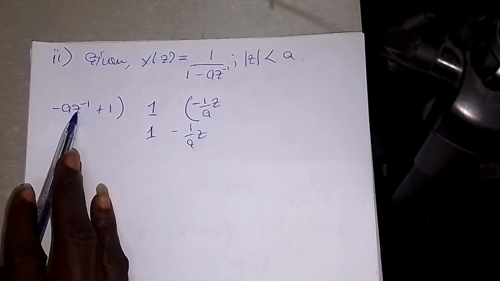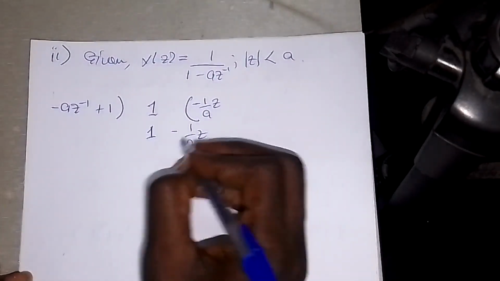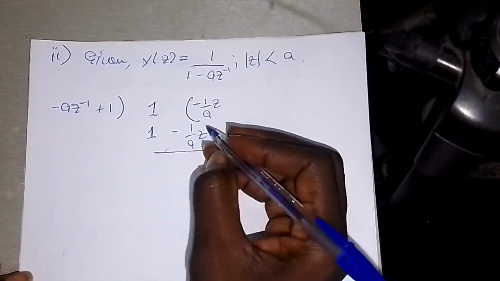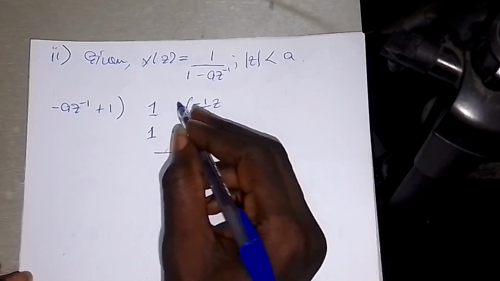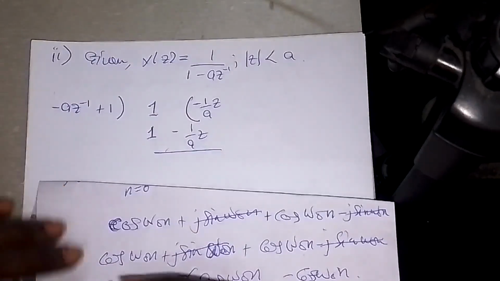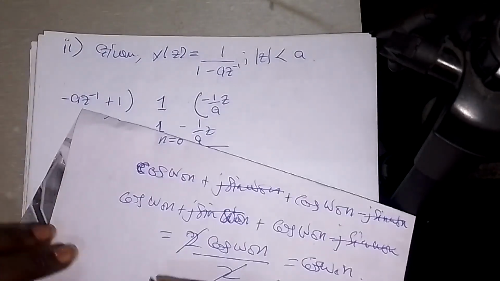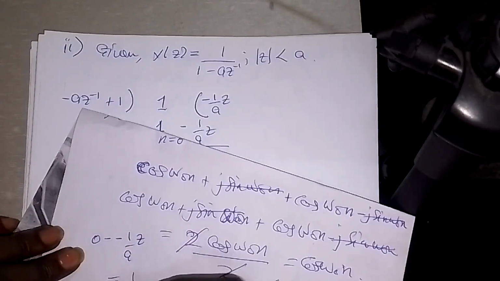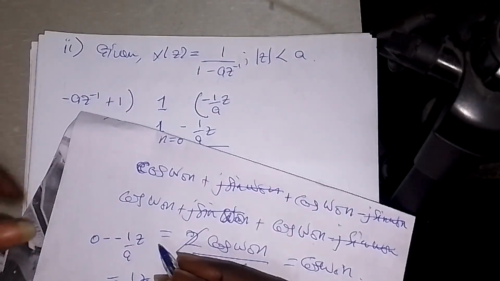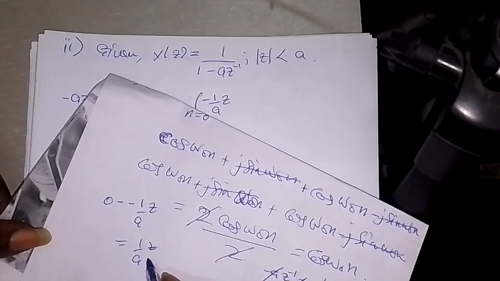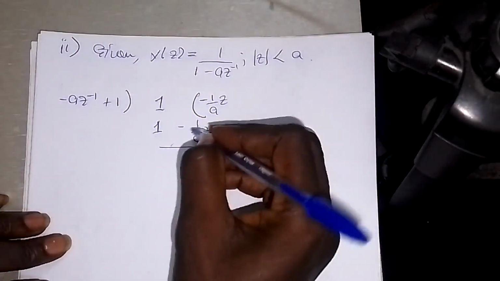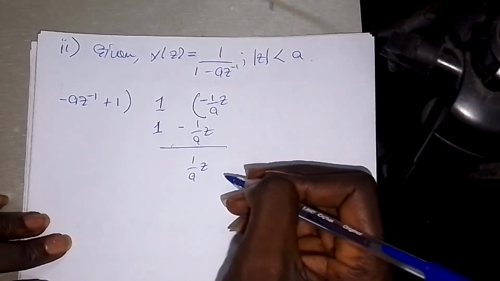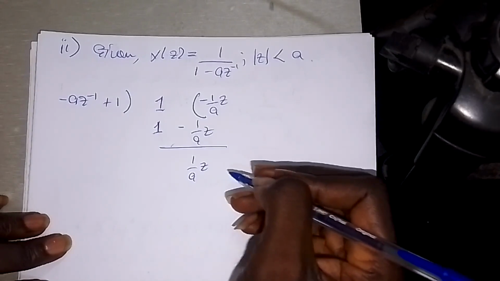Sorry, let me subtract first. Here I'll get 0. And then here, see that there's nothing here, so it will be 0 minus 1 over a z, which is equal to 1 over a z, positive. Which is equal to this. So now I'll get 1 over a z. That is what I'll get.